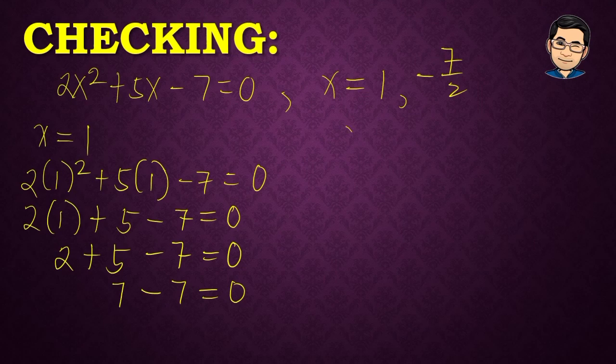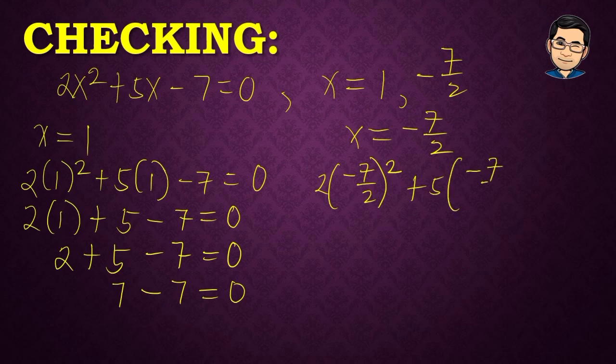So, if x equals negative 7 over 2, so 2 times negative 7 over 2 squared plus 5 times negative 7 over 2 minus 7 equals 0. So, what is the square of negative 7 over 2? So, kapag nag-square tayo ng fraction, nire-raise natin siya to both numerator and denominator kung ano man yung exponent or power. So, this will become 49 all over 4.